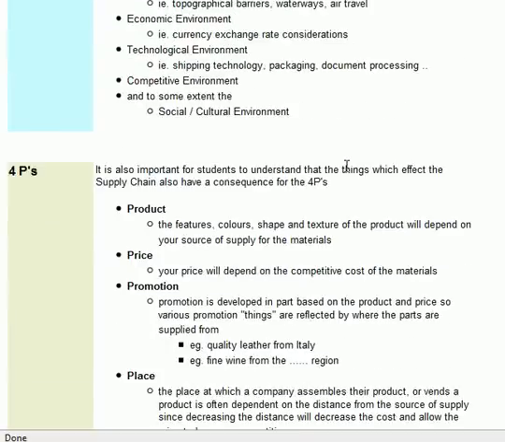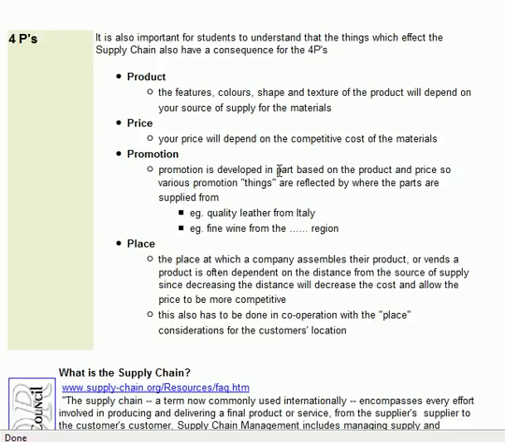The other thing that's also a part of supply chain management is how the 4 P's influence the consequence for what you could subsequently make. For example, if you're talking about something in terms of the features or colors or shape of a product, this depends on your source of supply for materials.